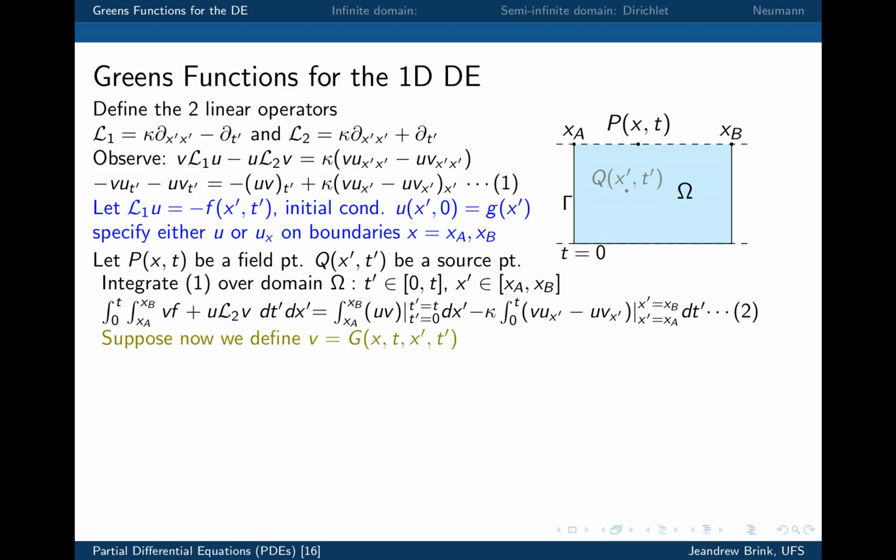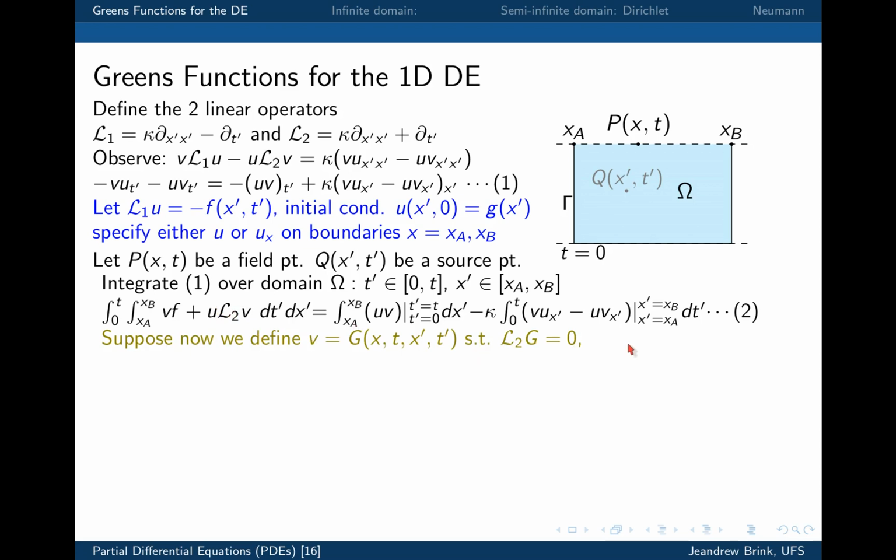is now suppose we define g, which is going to be our Green's function. We define v equals G. Once again, it's going to be a function of the field point and the source point. And we say G obeys the operator L2 of G equals 0. So everywhere inside omega, but possibly not necessarily on the boundary, this operator is equal to 0, okay, which immediately implies that that term disappears.